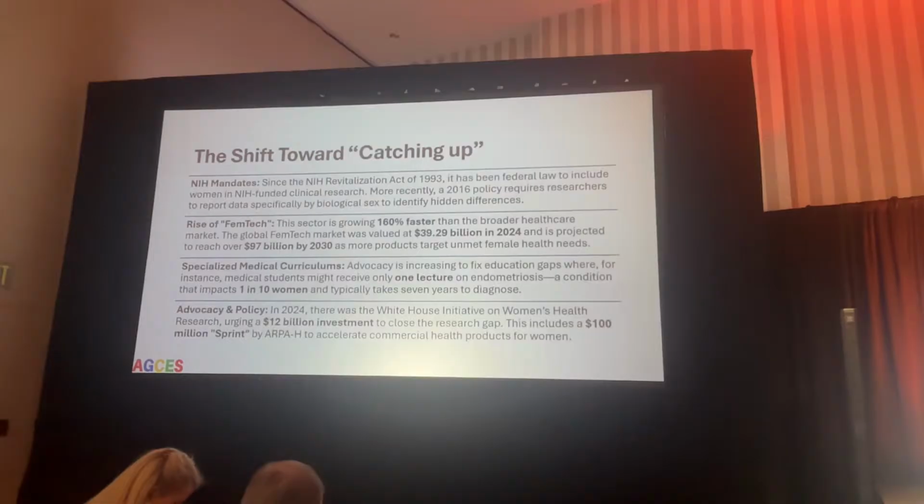So that's sort of painting the story of where we are. To catch up a little bit, things have happened, right? So in 1993, there was actually a federal law that said we now have to include women in NIH clinical research. And yet, it still takes a long time for that law to take effect, where they added another policy in 2016, where now researchers have to report specifically by biological sex how many participants they have in their studies.